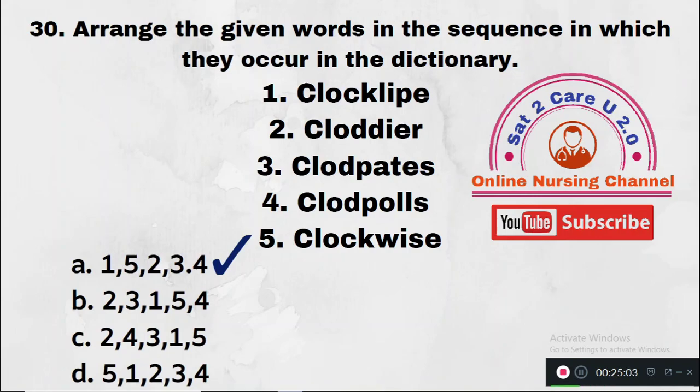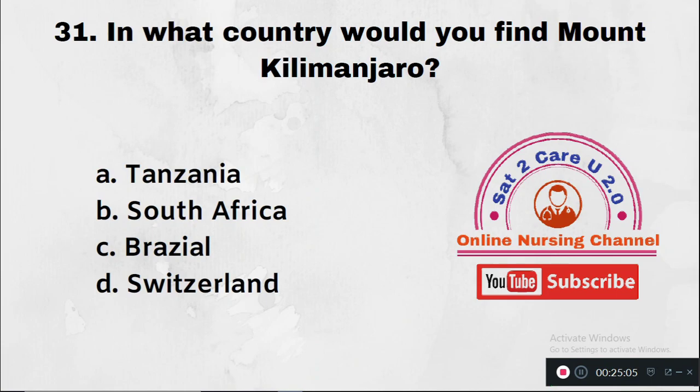Now let's see some of the general knowledge questions. In which country would you find Mount Kilimanjaro? Option A, Tanzania. B, South Africa. C, Brazil. D, Switzerland. Kilimanjaro is seen in Tanzania, an African country.